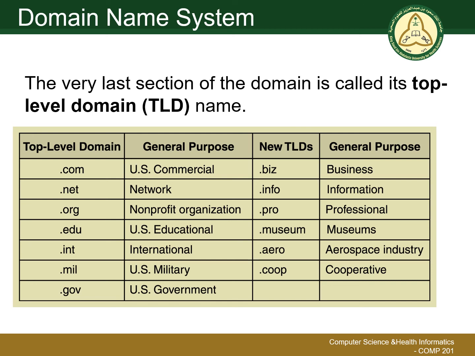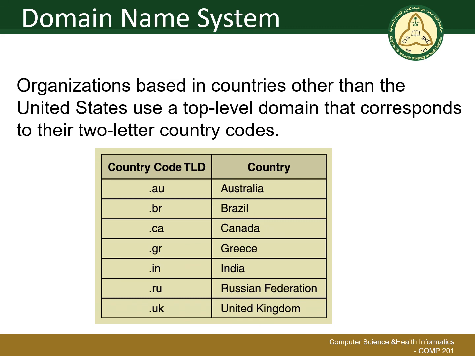This top-level domain can also be more specific by adding the country, which is .edu.sa, meaning it is educational within a specific country. And as you see here, .au is Australia, .br Brazil, .sa Saudi Arabia, .uk United Kingdom, and so forth.